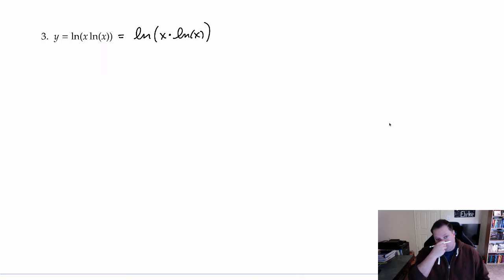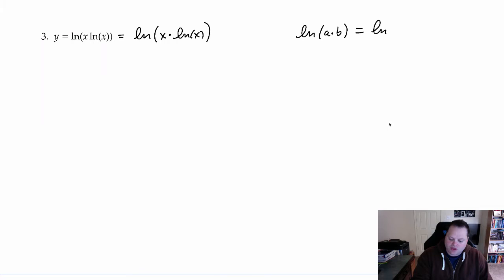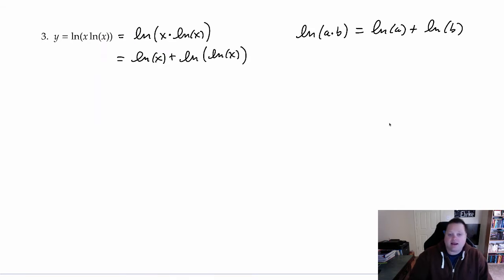Now, I put this problem on here specifically to remind you of something, and that is properties of the log can help you. If you have the natural log of a times b, that's the natural log of a plus the natural log of b. So for this example, I can think of this as being the natural log of x plus the natural log of the natural log of x. And I think that's going to be much easier to differentiate overall.